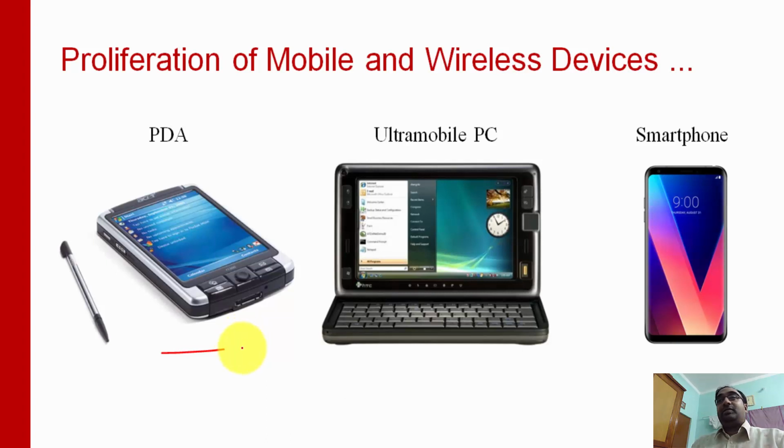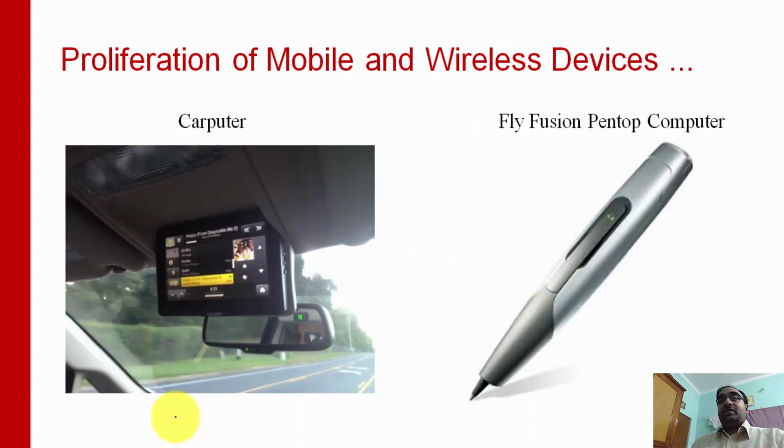Okay, and those kind of details. And we have ultra mobile PCs, so it's like a tablet with an associated keyboard. And we have smartphones. Nowadays everyone is using this. And then we have computers, so it's like a mini computer inside your car, so that's why it's called a computer. And then finally we have fly fusion kind of computers.